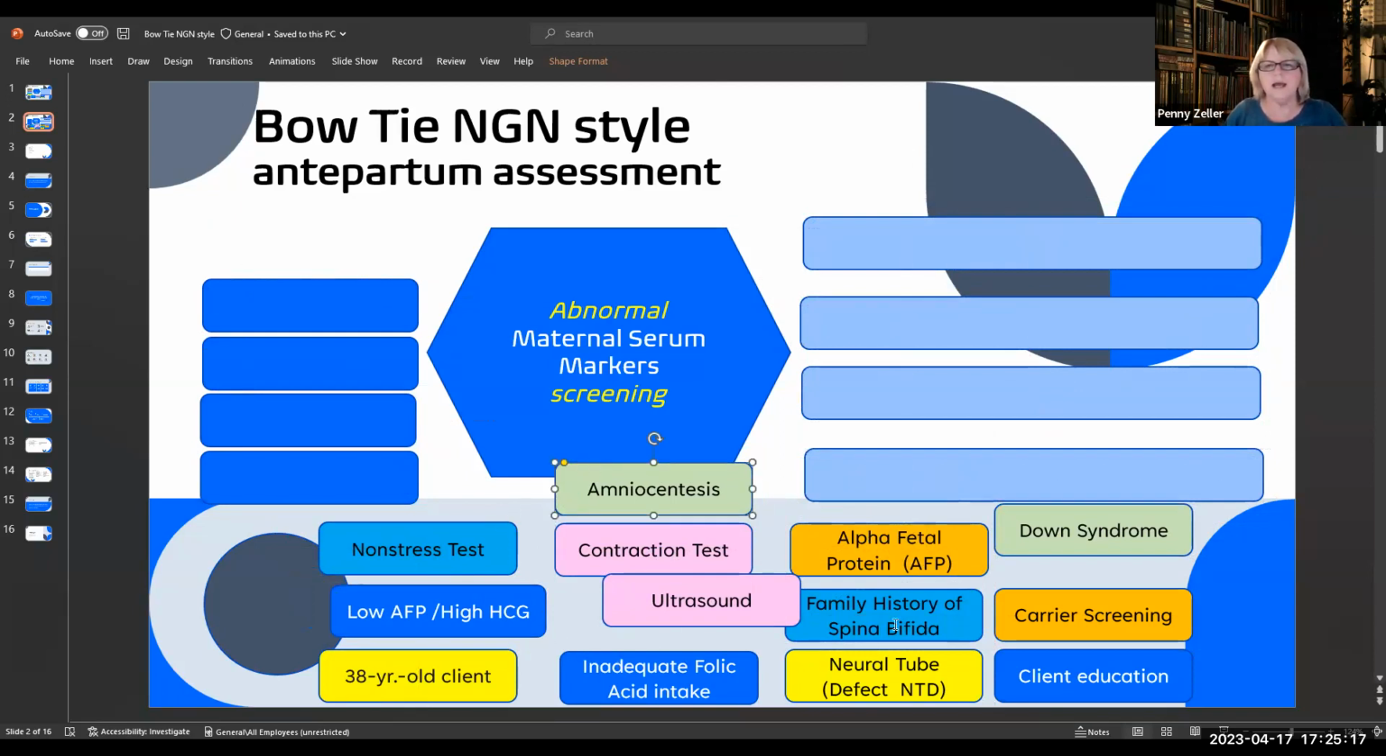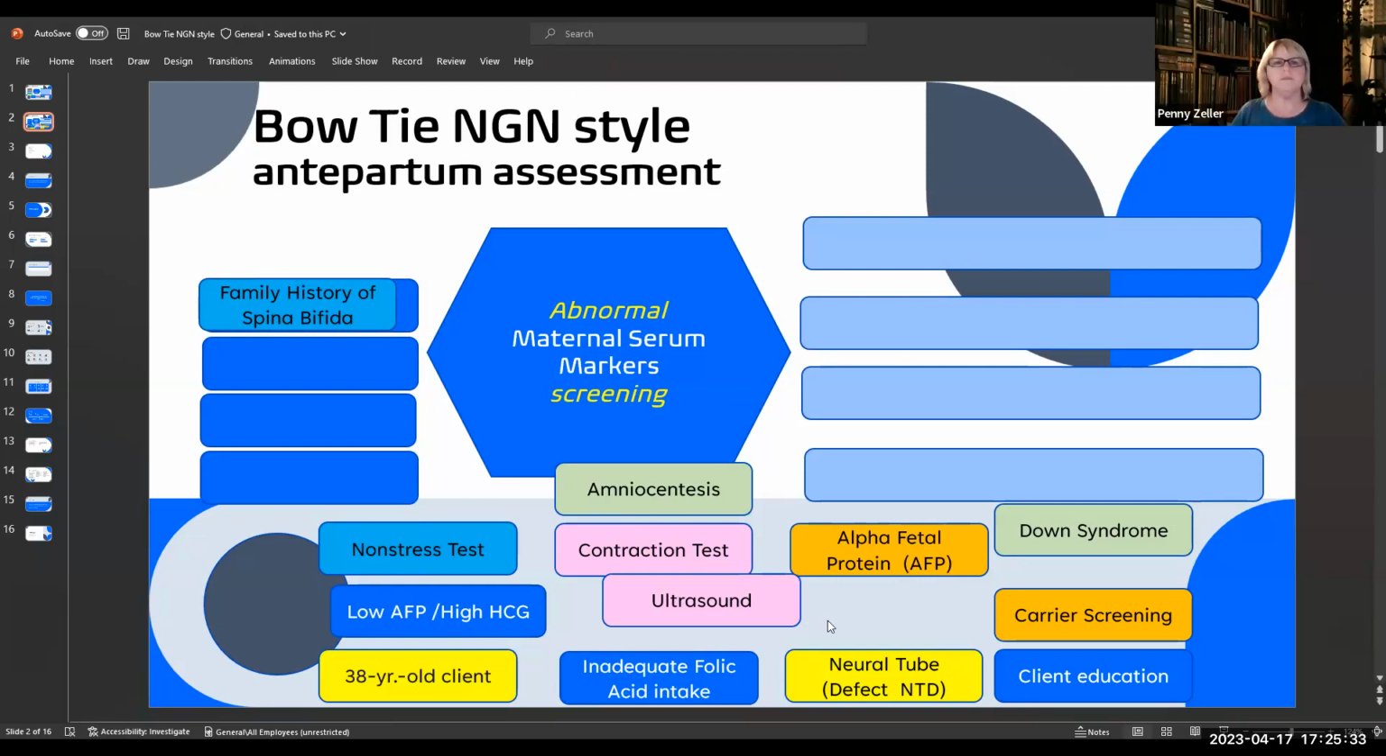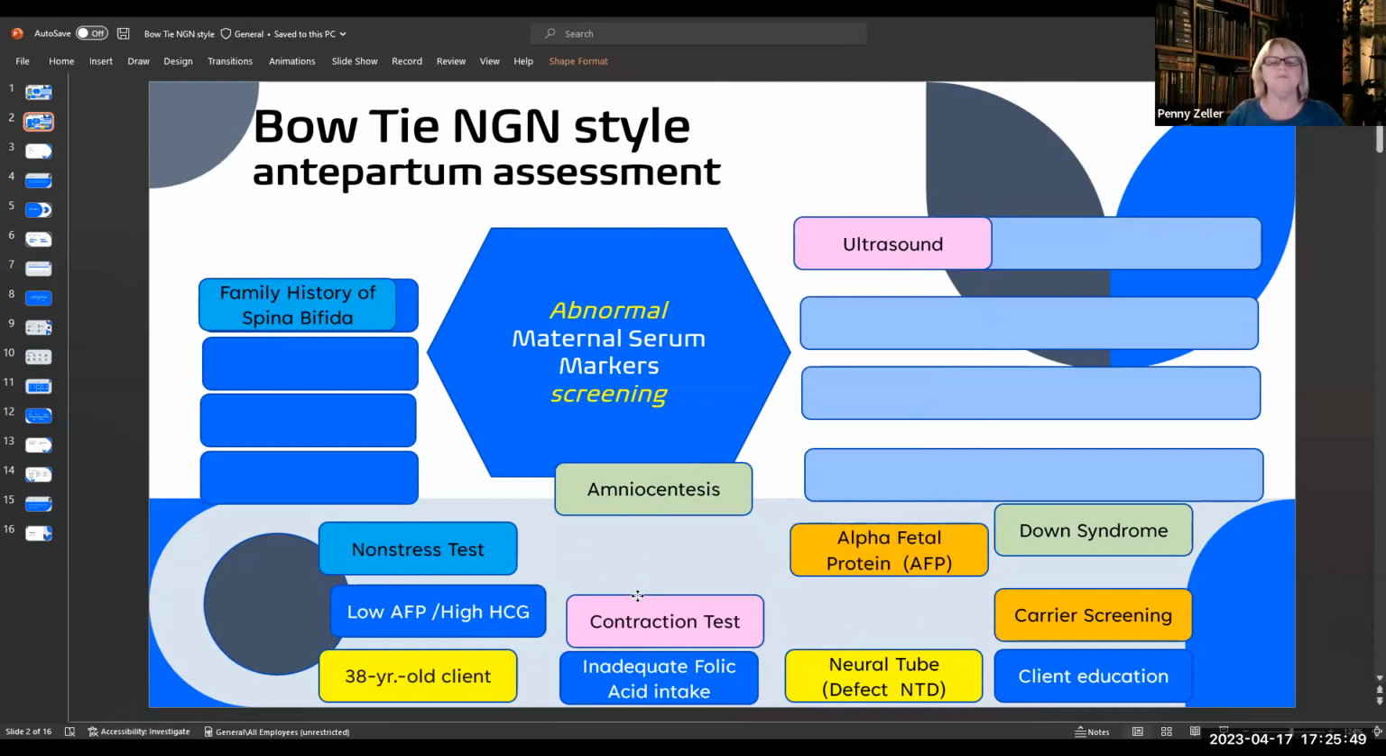So what if she had a family history of spina bifida? What would we want to do? Carrier screen. Carrier screen is about genes. We're talking about defects. An ultrasound. Yeah, we definitely would like to get an early ultrasound. And of course, we're going to do our screening for the maternal serum. Oh, we got abnormal already.